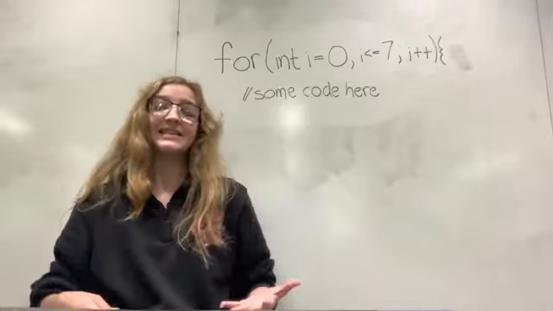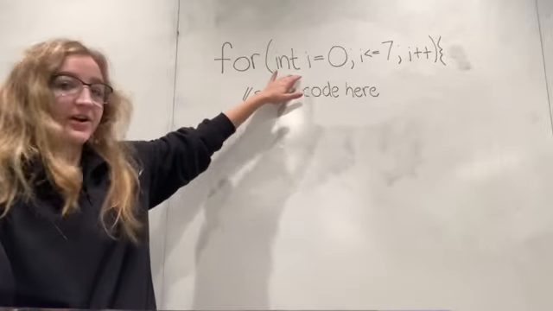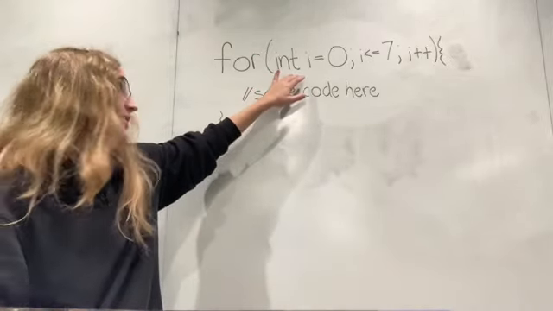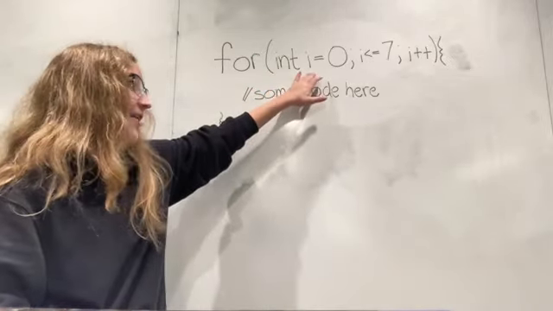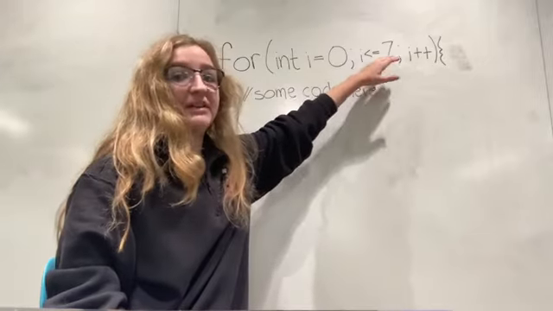You start by saying the word for, hence the name, and then you declare your int variable that you are incrementing through. Then you have i equals 0, or j equals 2, or whatever you want to call it, and then you have your condition, which is what limits your loop.